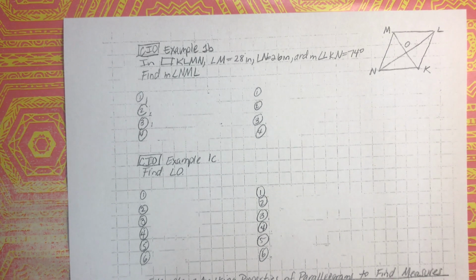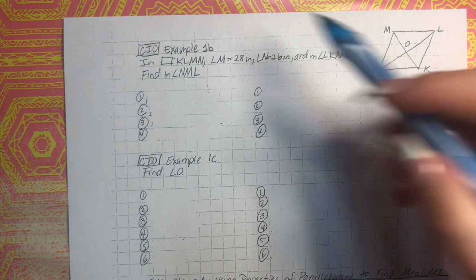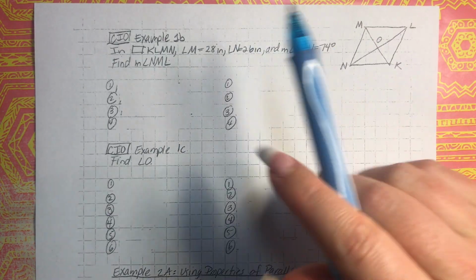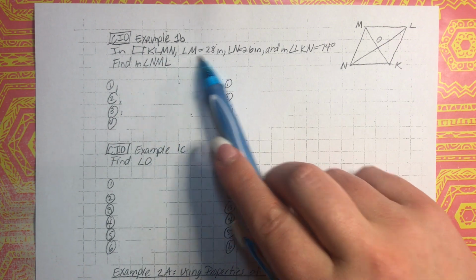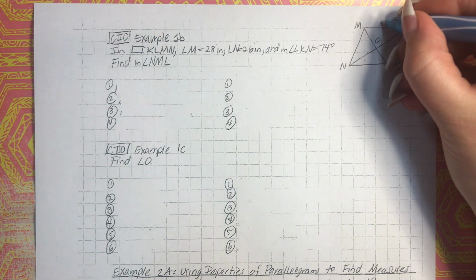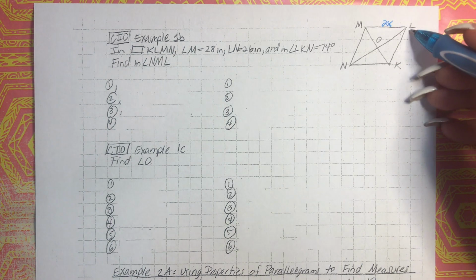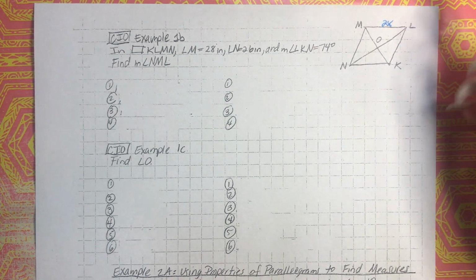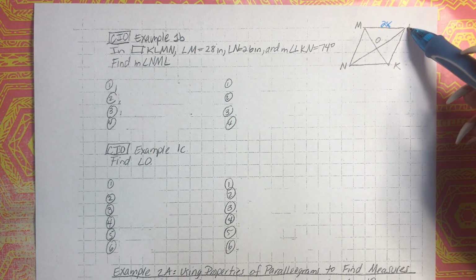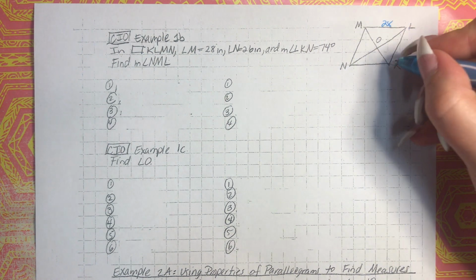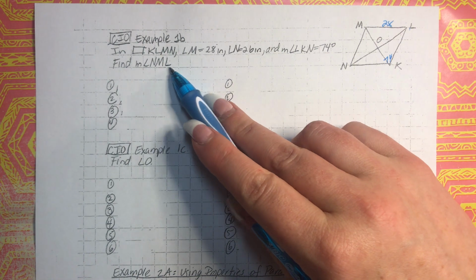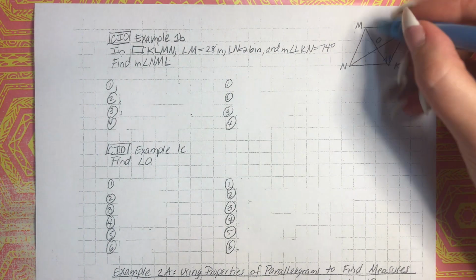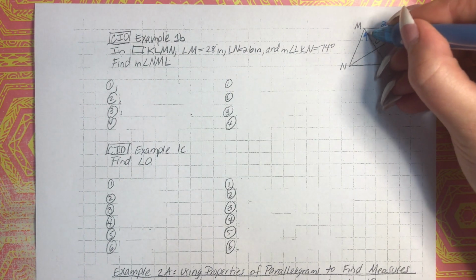Okay, let's see how you did. All right, so what does it say? It says in parallelogram KLMN, LM is 28, so this is 28. LN, the diagonal, is 26, and the measure of LKN, this one, is 74. We need to find the measure of NML. NML, ooh, this one right here, this is the one we're trying to find.